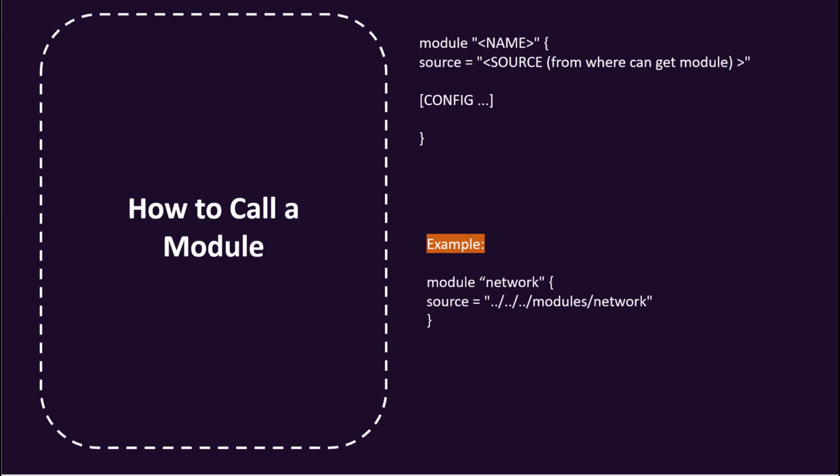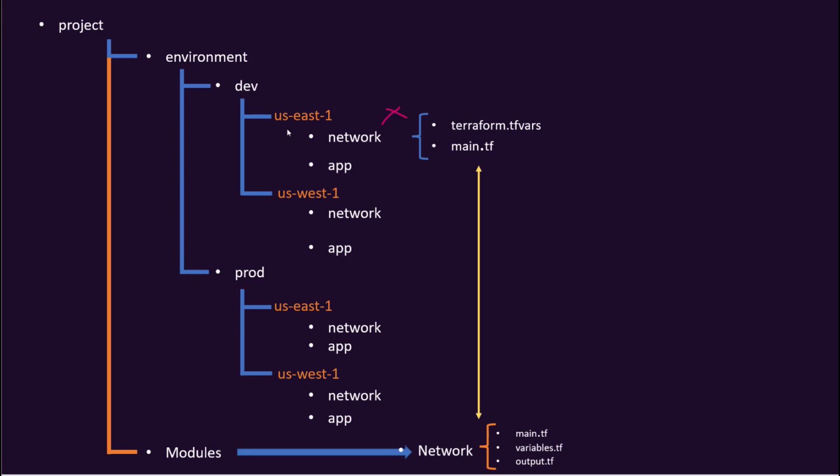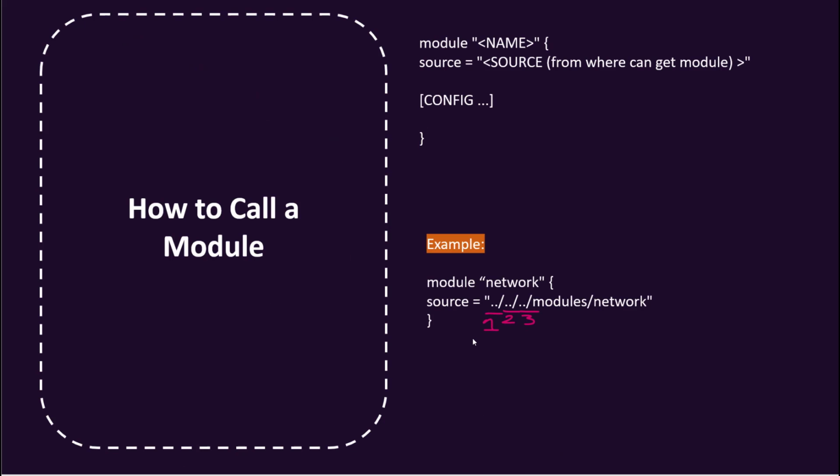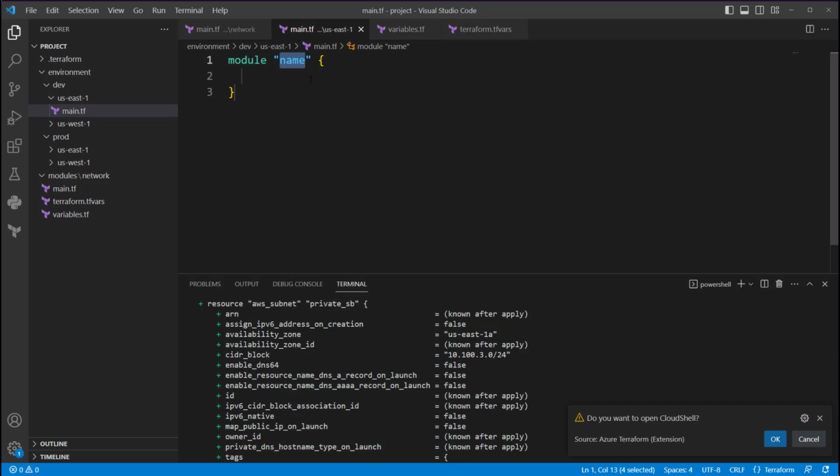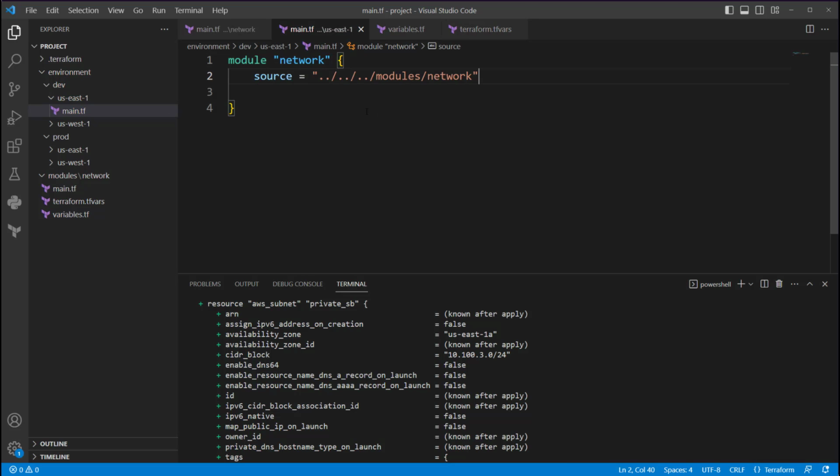Here is an example. For example, module network source. Let's go back to the diagram. You see, we are here. To access the module, we go one step back here, another step to environment, and another step to arrive at the project, because the module is located in the project. Then we go inside modules and then inside network. You see, one step, and now we are in the project folder, which means we are at the root. Let's go back to VS Code. So type module, give it a name like network, and we have to define the source. So one step, two steps, it shows us here. Let's save it. Okay, so now we call the network module.